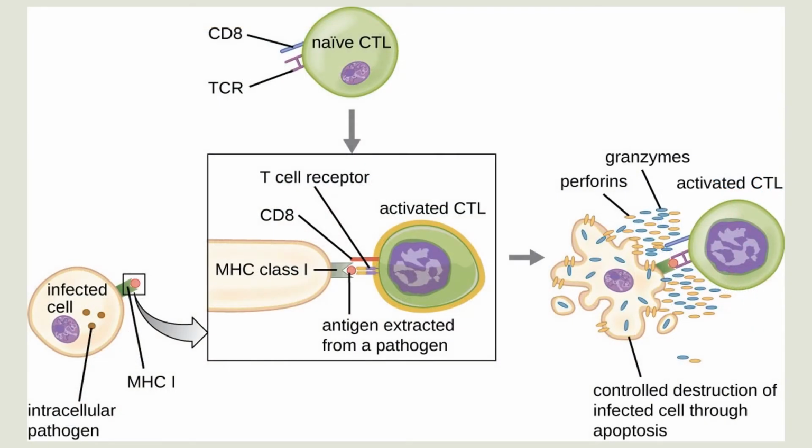So our naive T cells will get activated after recognition of MHC1 presented antigen. After that, they will proliferate and differentiate into effector TC cells called cytotoxic T lymphocytes. These cytotoxic T lymphocytes are able to kill target cells.